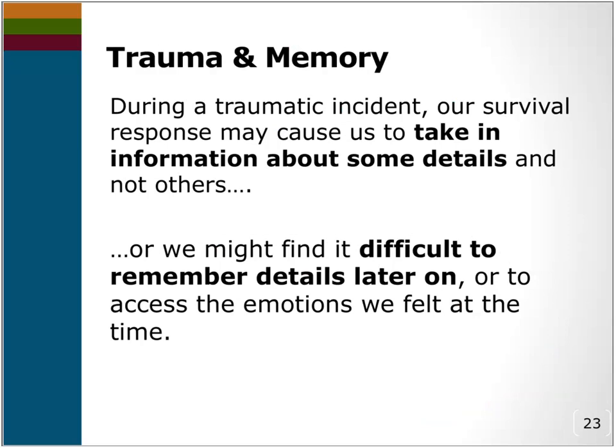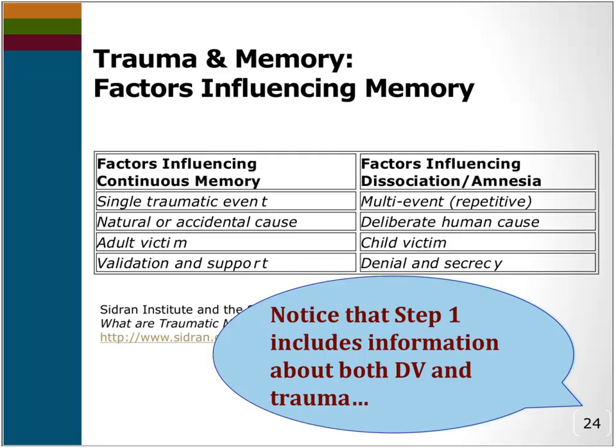In addition to that, in our scenario, it's relevant to think about trauma and memory. During a traumatic incident, our survival response may cause us to take in information about some details and not about others. Or we might find it difficult to remember details later on or to access emotions that we felt at the time. So then I use this little chart that comes from the Cedar Institute that compares factors that influence continuous memory versus those that increase the likelihood of dissociation.